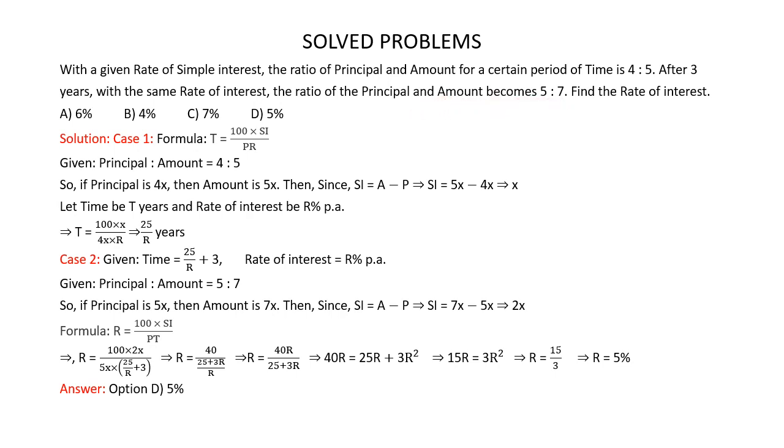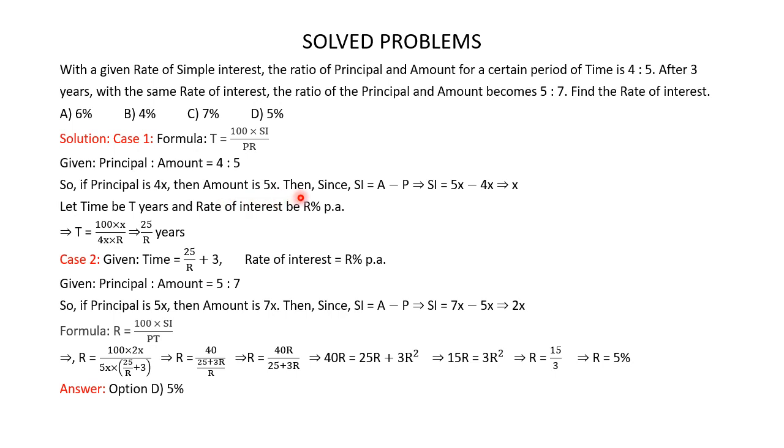Let's now consider the first case. Now here in the first case, it's given that with the given rate of simple interest, the ratio of principal and amount for a certain period of time is 4:5. We do not know what is the period of time here. So let's find out the period of time using the formula T is equal to 100 multiplied by SI divided by PR. Now it's given that principal is to amount is equal to 4:5 for case 1. This means that if principal is 4x, then amount is 5x.